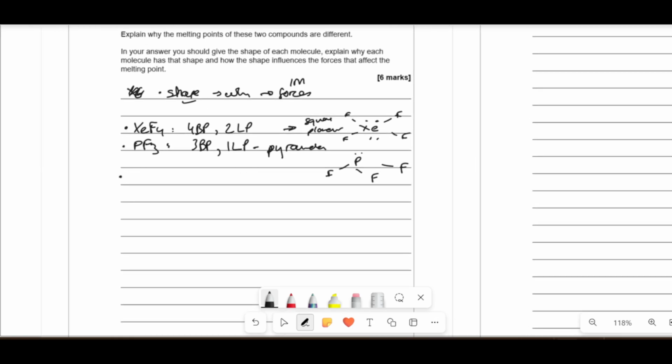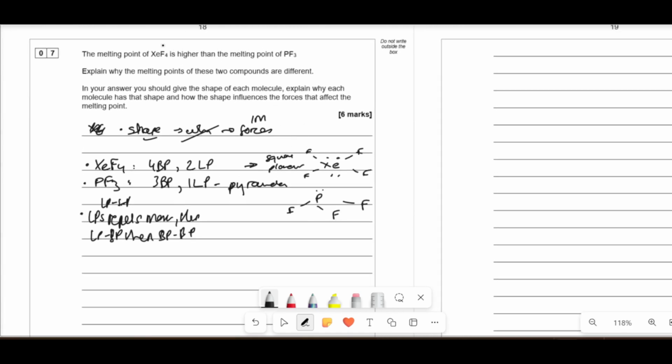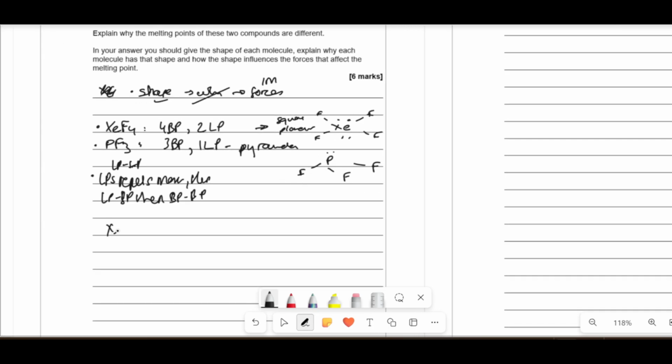So you've dealt with the shape, we need to explain why. Every single time they ask you about why, it's because lone pairs repel: lone pair, lone pair repels most, then lone pair, bonding pair, then bonding pair. So we've satisfied that part. Now we need to decide how these affect the intermolecular forces. They've told you that the melting point of this is higher than PF3. So if that's the case, then XeF4 must have stronger intermolecular forces than PF3. Otherwise, what else explains why it's got a higher melting point?